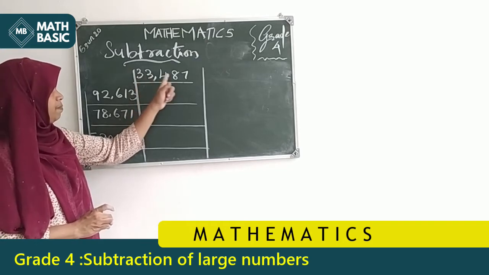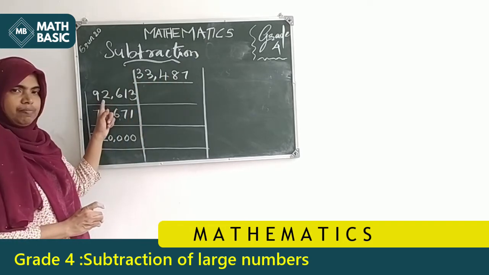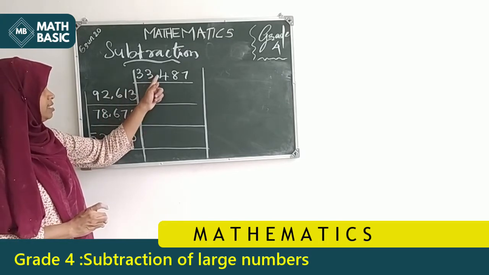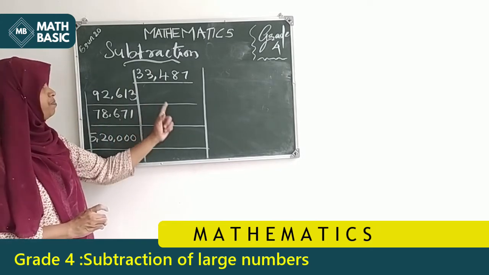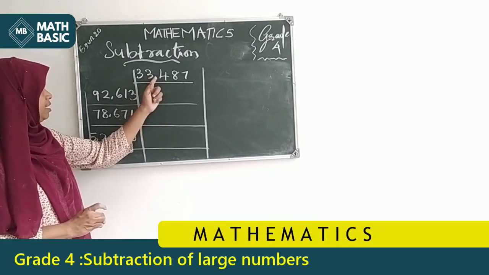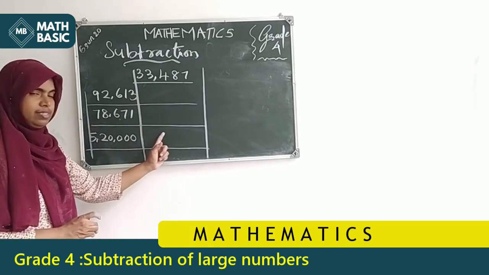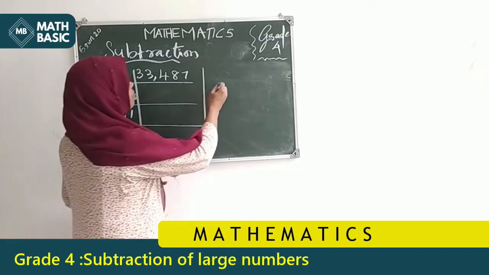The question is, subtract the number 33,487 from this number, then write the answer here. Then subtract this number from the second number and write the answer here. Last, subtract this number from the last number and write the answer here. How can we do this? Shall we do it now?